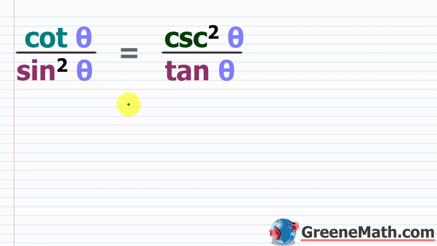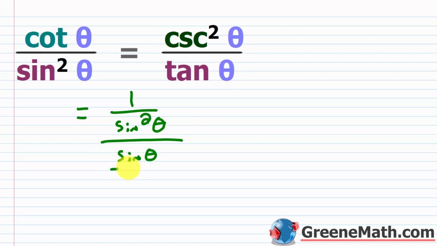So I'm just going to put equals here, and I'm going to manipulate this in terms of sine and cosine. So cosecant, if I think about the reciprocal identities, is 1 over sine. So basically, I can say cosecant squared of theta is 1 over sine squared of theta. And then over tangent of theta, which is going to be my sine of theta over my cosine of theta.